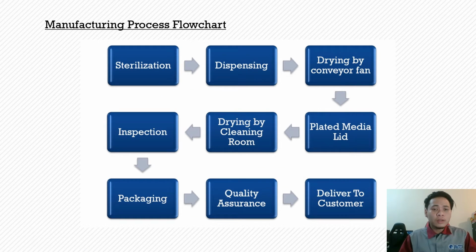Next, we will go through the manufacturing process flowchart of the company. First, we need to destroy all forms of life, especially microorganisms at the dispense host by sterilization process and avoid contamination happening at the media. Next is dispensing, followed by drying by conveyor fan, then labelling the plated media. After that, we leave the product to dry in the clean room for 2 days, then followed by inspection by experienced workers, packaging and quality assurance. Lastly, the product is ready to deliver to the customer.